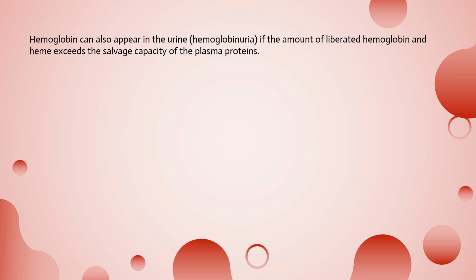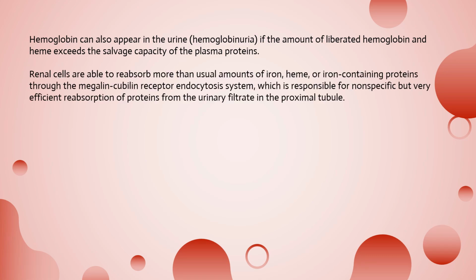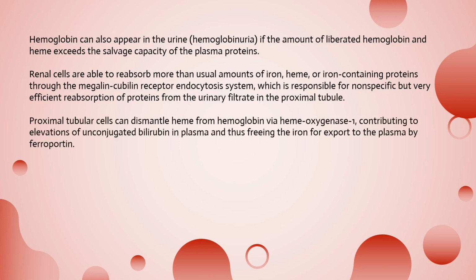of the plasma proteins. Renal cells are able to reabsorb more than usual amounts of iron, heme, or iron-containing proteins through the megalin-cubilin receptor endocytosis system, which is responsible for nonspecific but very efficient reabsorption of proteins from the urinary filtrate in the proximal tubule. Proximal tubular cells can dismantle heme from hemoglobin via heme oxygenase 1, contributing to elevations of unconjugated bilirubin in plasma and thus freeing the iron for export to the plasma by ferroportin.